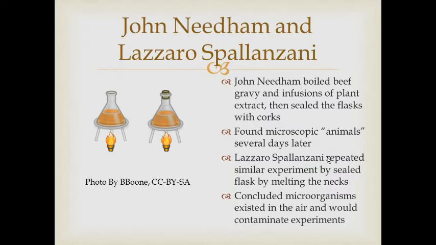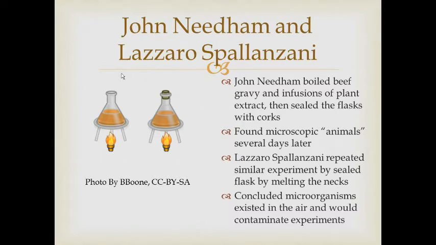An Englishman named John Needham tried to advance the theory of spontaneous generation. To do so, he boiled beef gravy and plant infusions in flasks, boiling them to remove all life forms. After he boiled them, he left some jars open and he sealed others with corks. After several days, he found that both flasks contained cloudiness and microscopic animals.